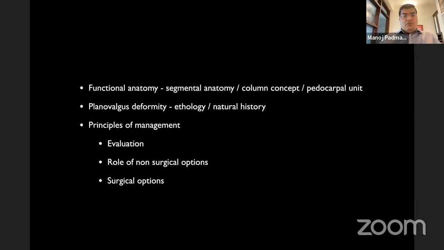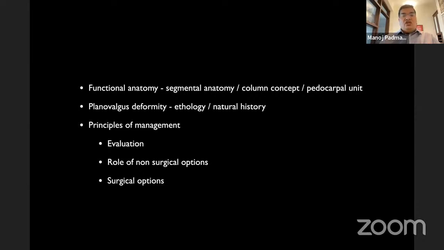During this talk, I'm going to talk about functional anatomy, wherein we look at the foot in terms of its various segments, the column concept. So that's wrong. It's not the pedocarpal unit. It's a calcaneopedal unit. And then how the planovalgus deformity evolves. What are the etiological factors? What are the controversies related to the etiology?